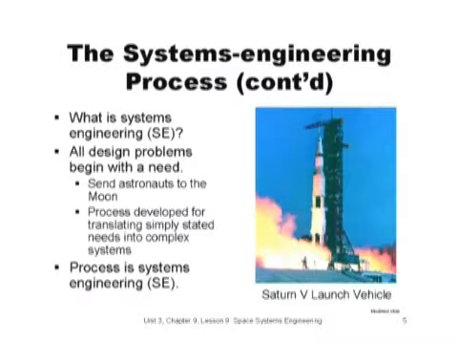We know that all design problems begin with a need or requirement. For example, when NASA was mandated by President Kennedy to send astronauts to the moon, they designed the Saturn V launch vehicle shown here. Over time, engineers have developed a well-tested process for translating stated needs into complex systems. This process is called systems engineering.